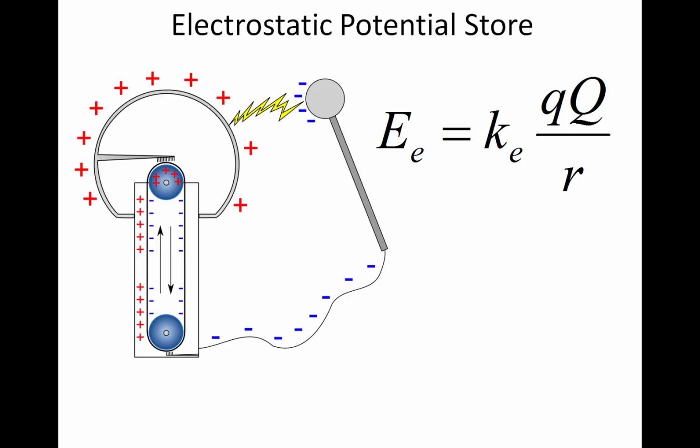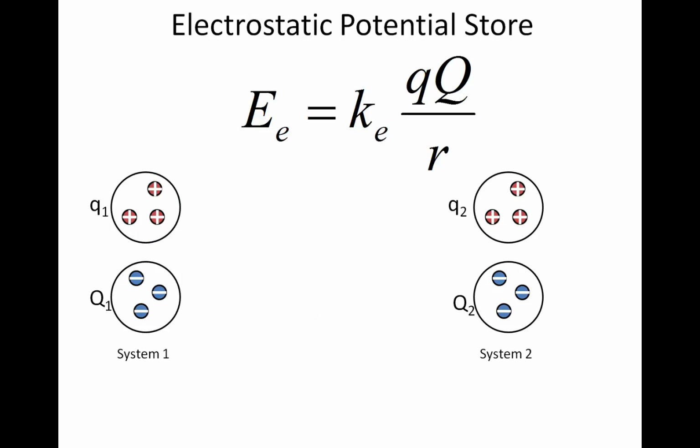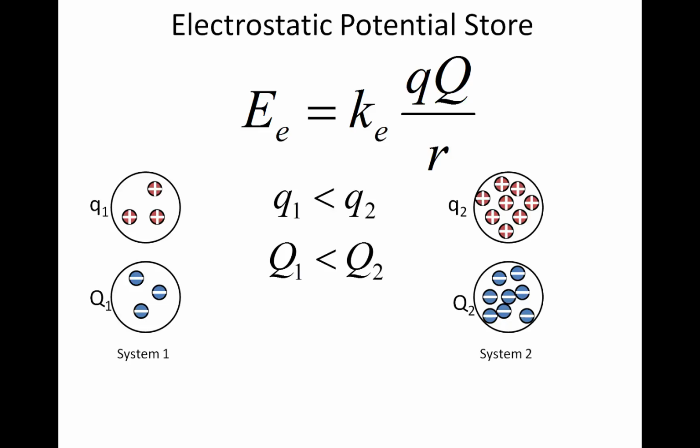So let's look at how the energy depends on these quantities. First of all, if we have two systems, system 1 and system 2, system 2, in this case, has a greater charge on both little q and big Q, which means it will also have a greater energy in the electrostatic potential store than system 1. The greater the charge, the greater the energy in the electrostatic potential store.